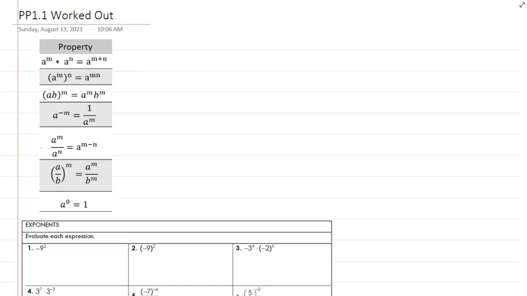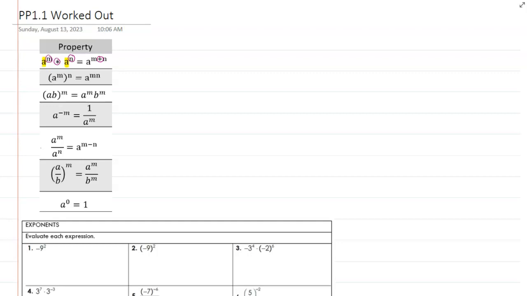Okay, so if you have the same bases, you see that the base A and A are the same, and there is multiplication in between the two bases. Okay, what you do is you add their exponents. Okay, you add their exponents.